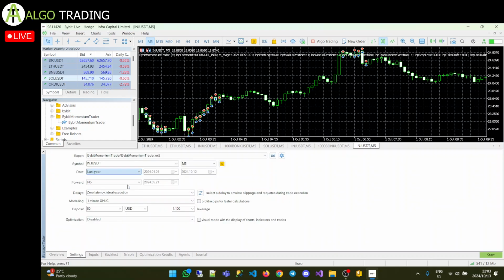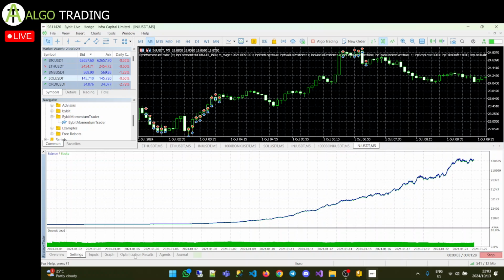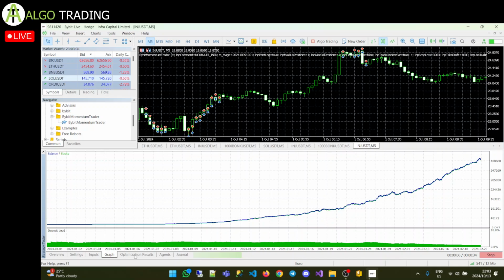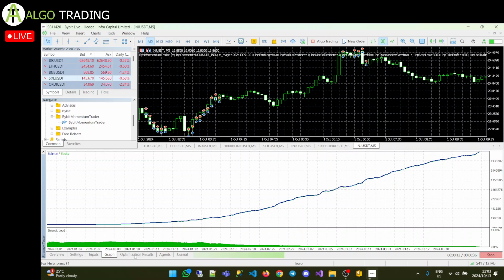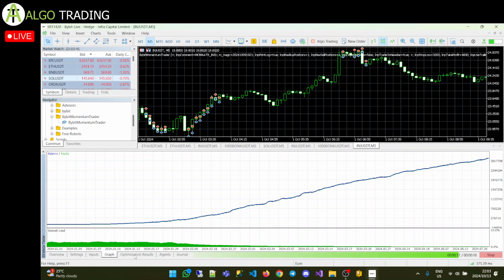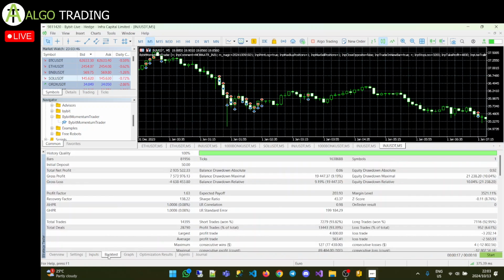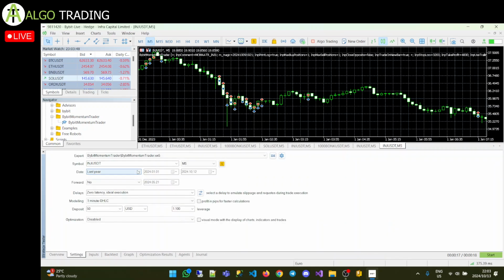If you run it for the last year, still profitable. So very, very good. And this is over a 10-month period, because it's taken from the beginning of the year. It's still profitable. And then you could literally take any time period and run it over any time period, and it will still remain profitable.